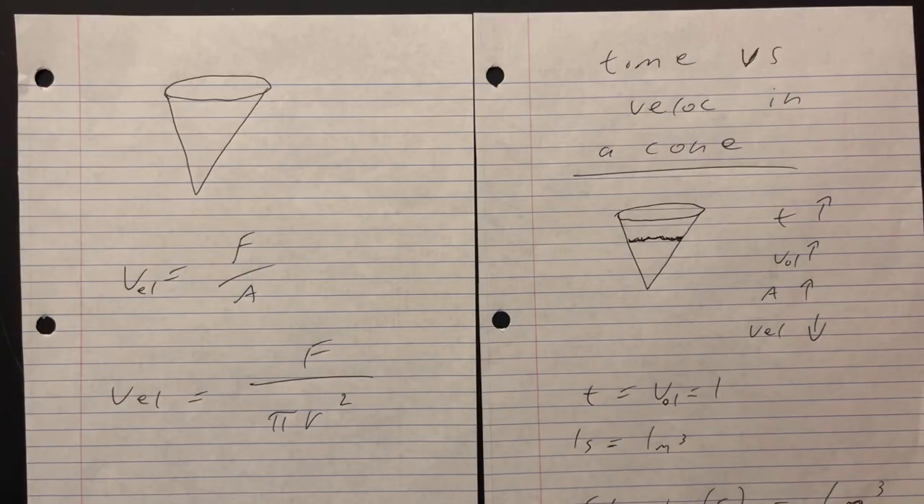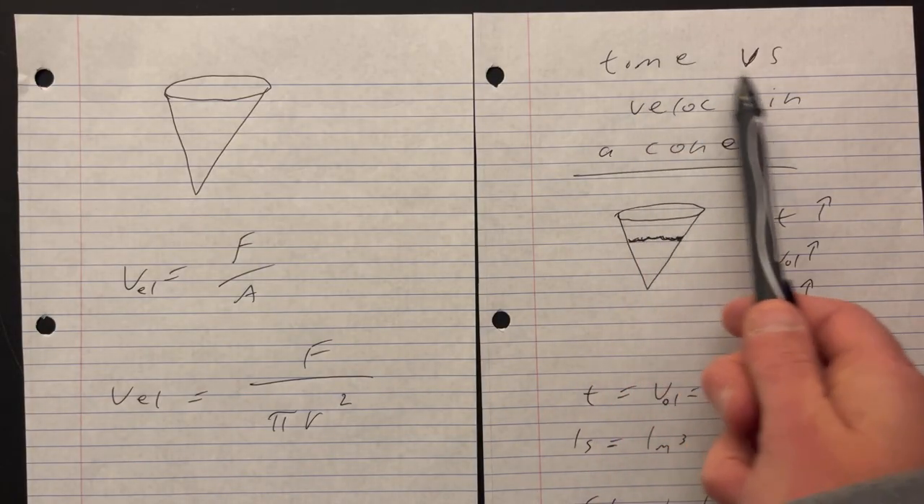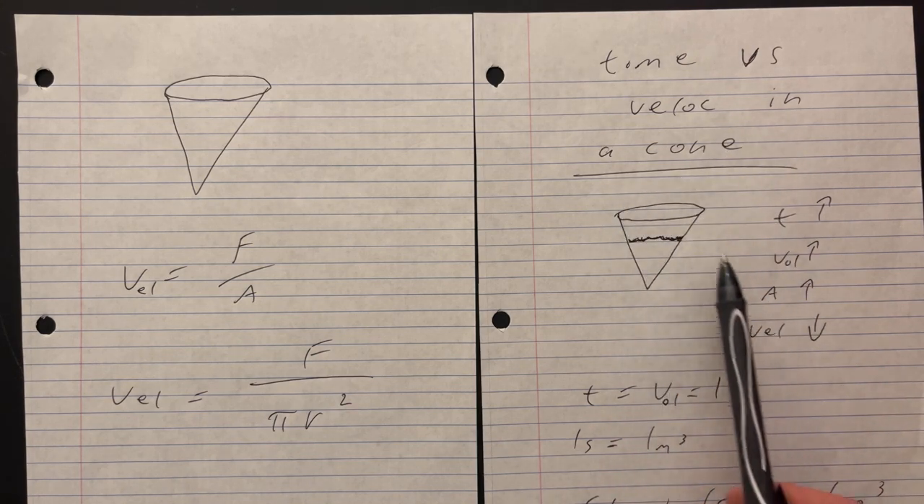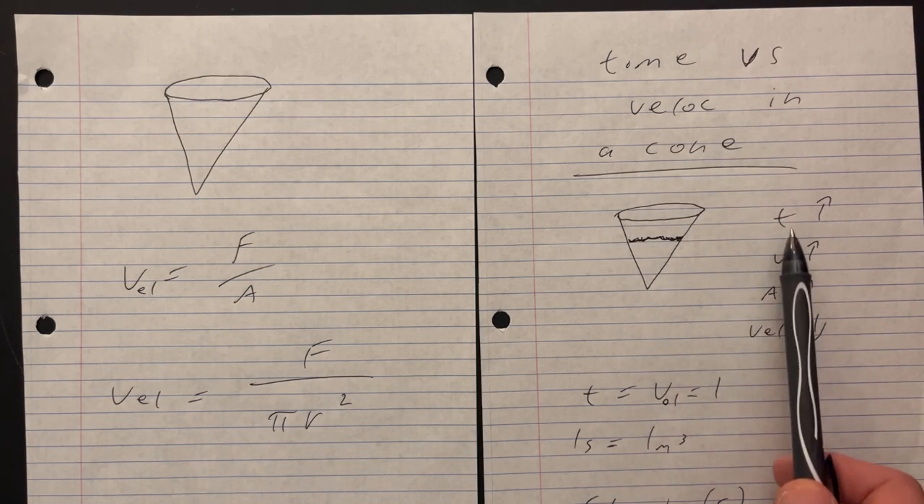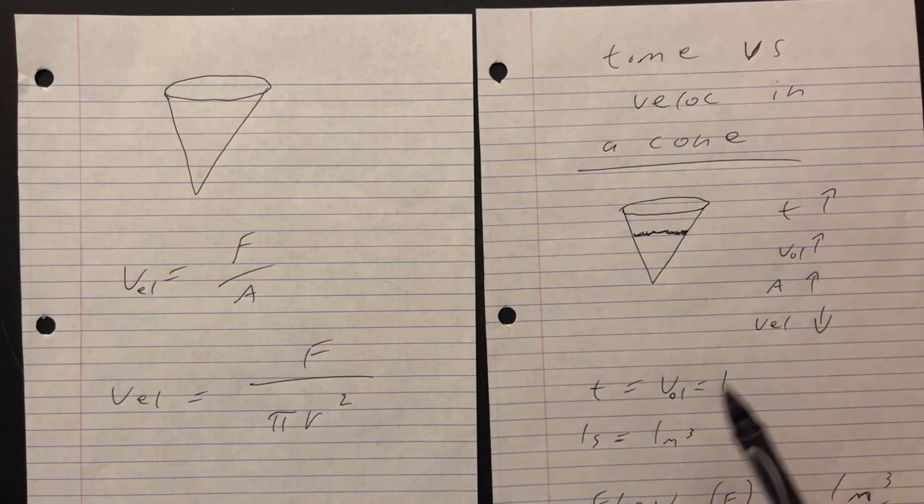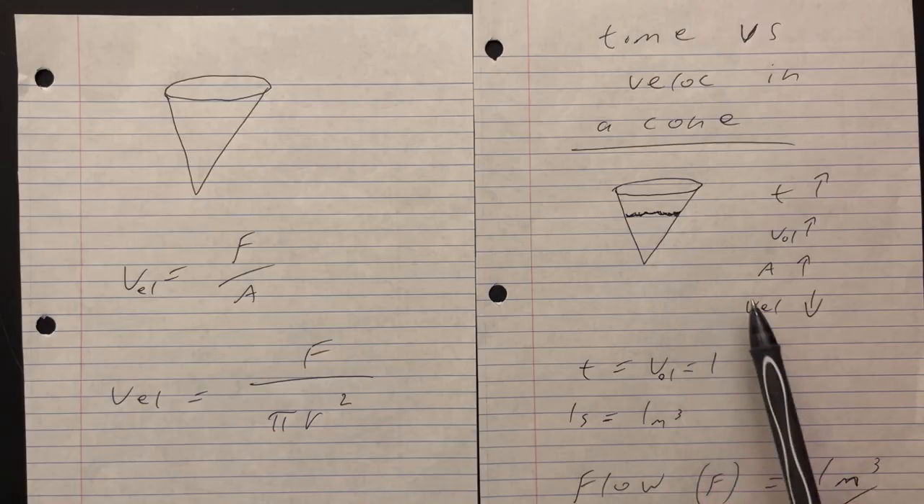Anyways, right here I got some concepts: time versus velocity in a cone. So that's the velocity of the fluid rise. As time passes, as time increases, the volume that you're dumping in this cone is going to increase. The area is also going to increase. The velocity is going to decrease.